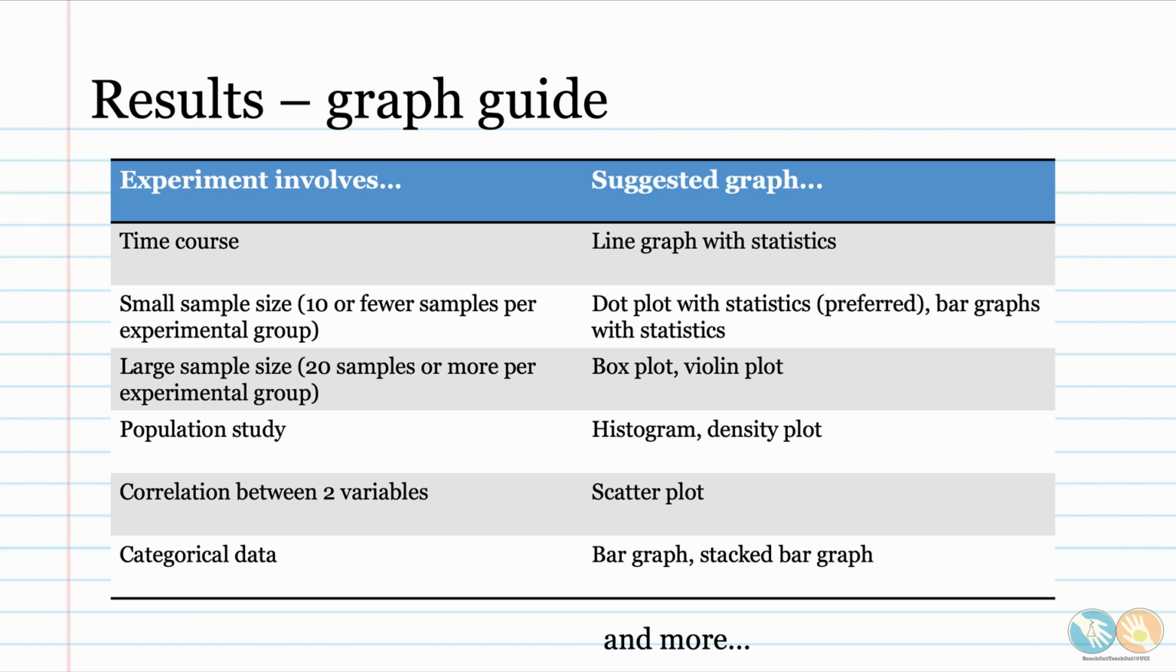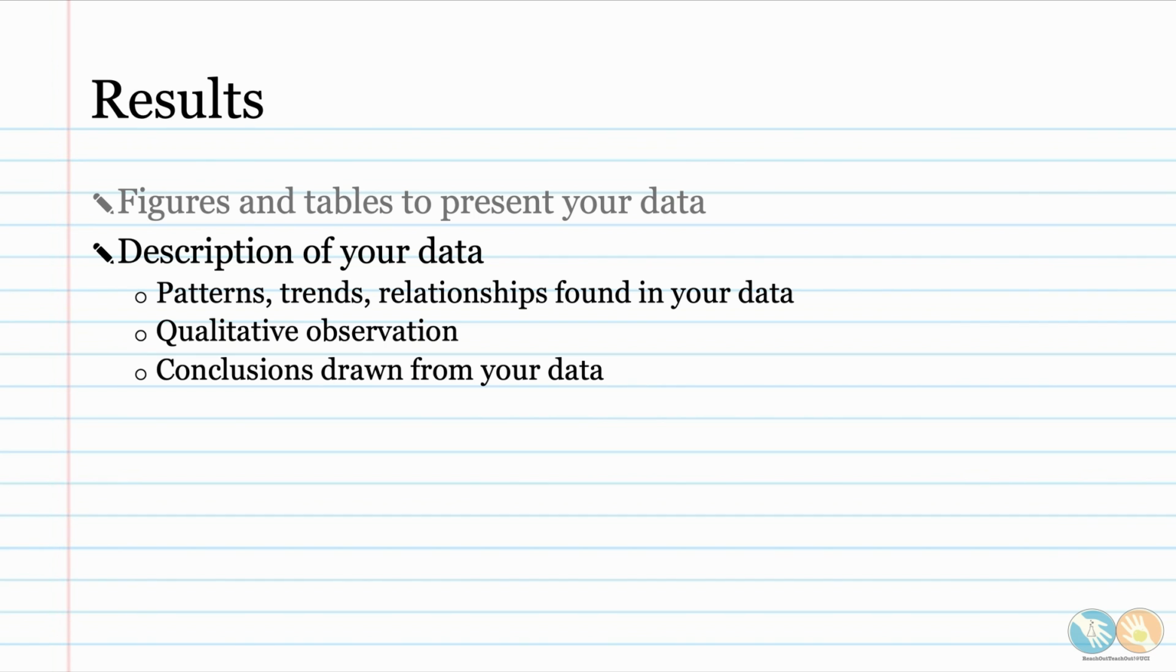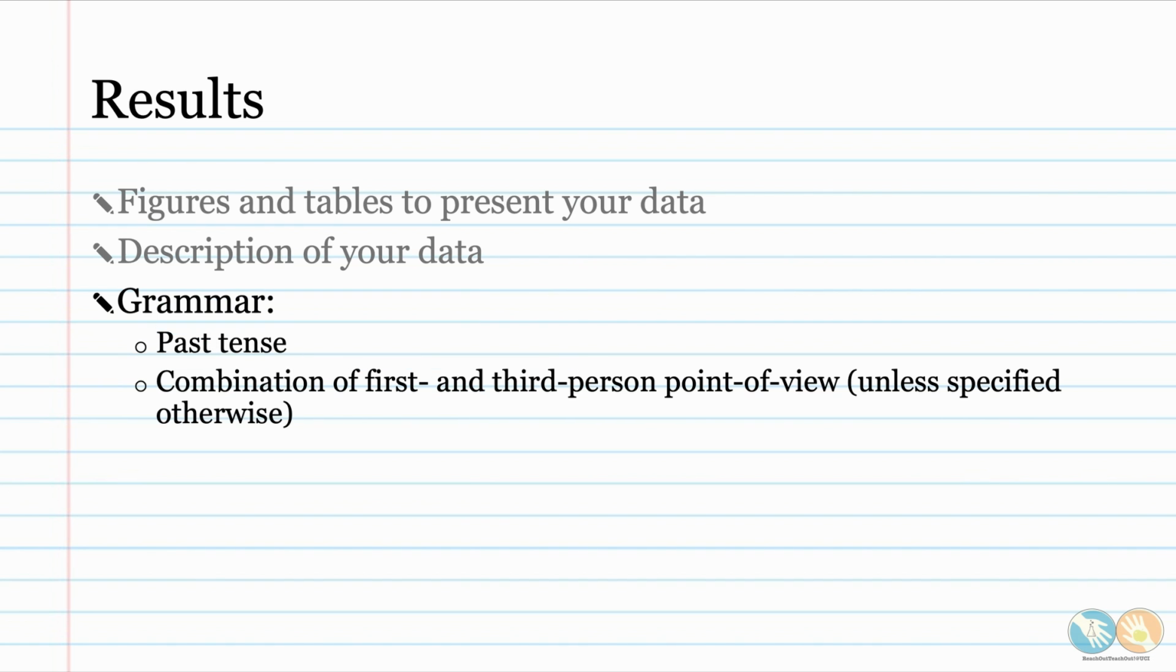For the written portions of the results section, you would want to describe any patterns, trends, relationships you found in your data, and any other qualitative observation as well. After that, include a brief conclusion drawn from each of your experiment. The results section should be written in past tense since you did all of this in the past.